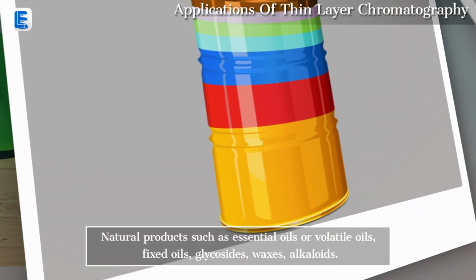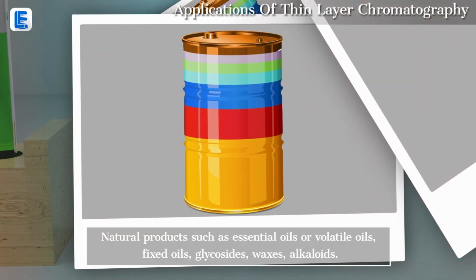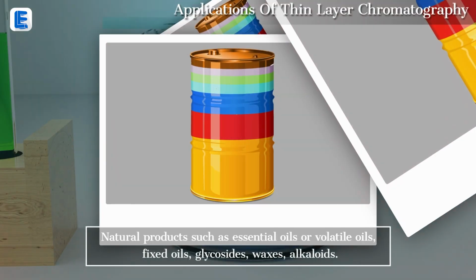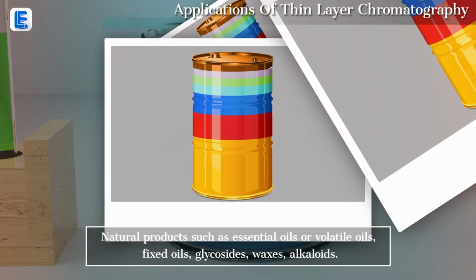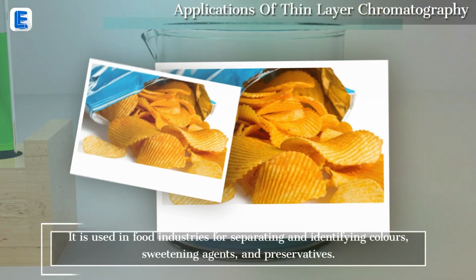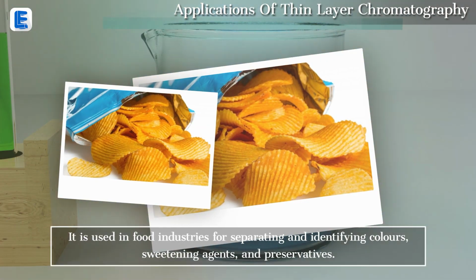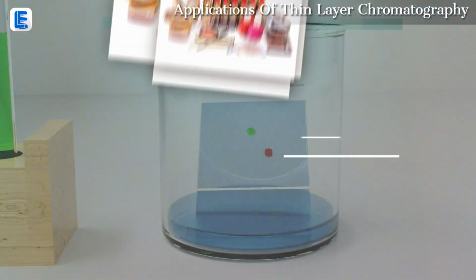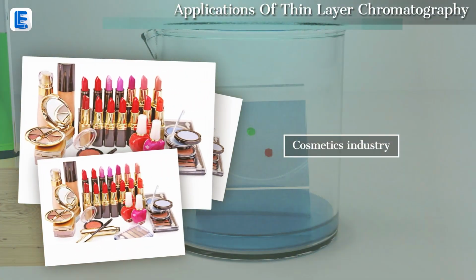Thin layer chromatography can be used for identifying natural products, such as essential oils or volatile oils, fixed oils, glycosides, waxes, and alkaloids. It is used in food industries for separating and identifying colors, sweetening agents, and preservatives. It is also used in the cosmetic industry.